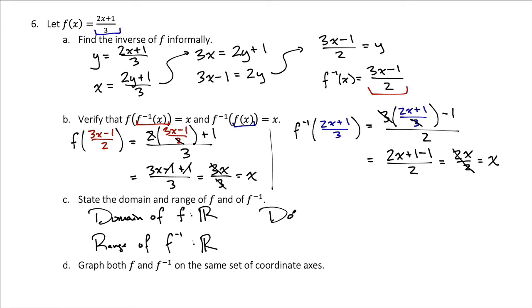Then for our domain of f inverse, that's the same as the range of f. And we do the same thing where we look at f inverse, which is this (3x minus 1) over 2. Again, there's no restrictions on this. There's no dividing by x, no even roots. So that is all real numbers also. And of course, the domain of f inverse is the same as the range of f. So that is also all real numbers.